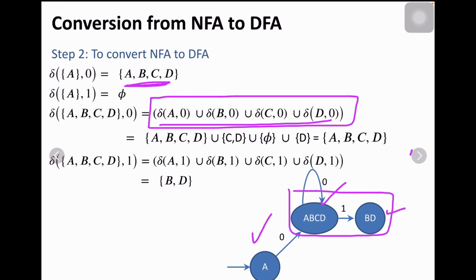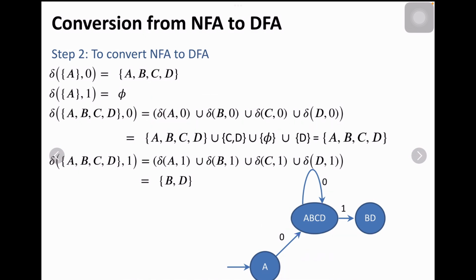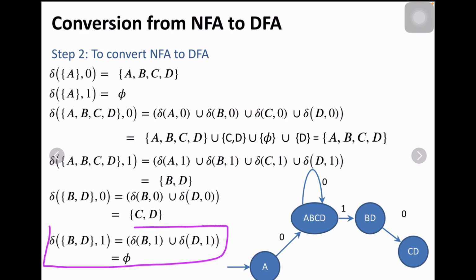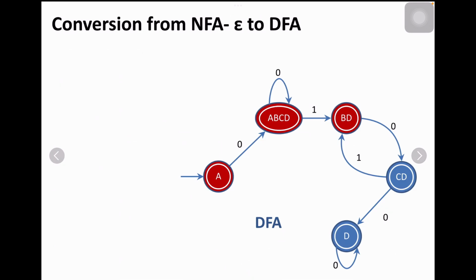What is the next new state? BD. So BD can be taken now. BD on 0, you can split that: B on 0 goes to C, and D on 0 goes to D, so we will get CD. Then BD on 1: B on 1 is phi, D on 1 is also phi. There is no transition at all. So from this BD you get one new state, CD.